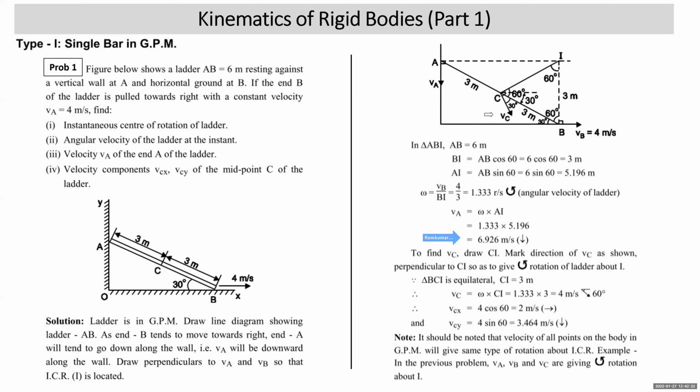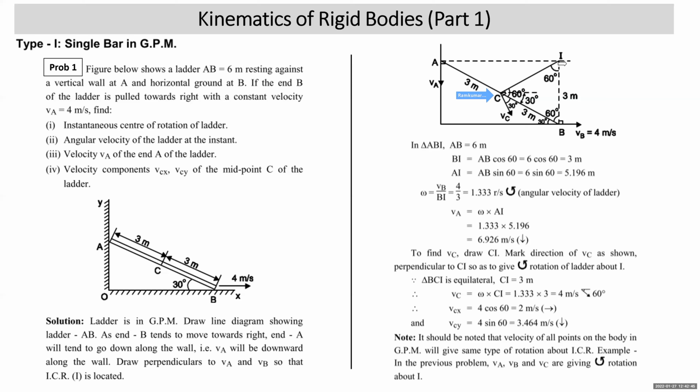Right? VCX and VCY. So first we have to find VC. How will you find VC? Point C should be joined with ICR. Velocity of point C will be perpendicular to CI in such a way that it gives anti-clockwise rotation with respect to the axis of rotation through I. You can see, if your pencil is kept at I, that VC will be perpendicular to CI so as to give anti-clockwise rotation.